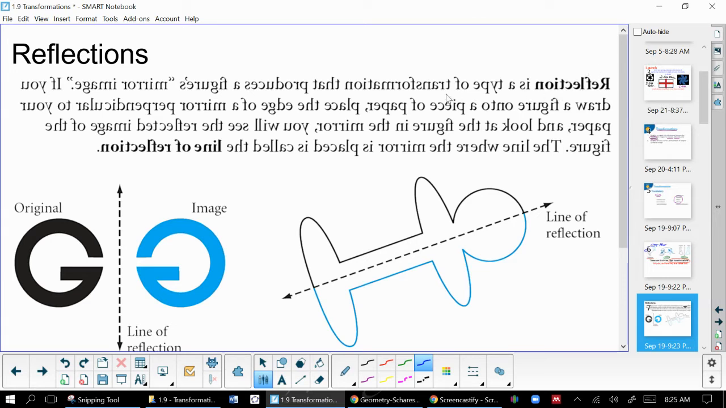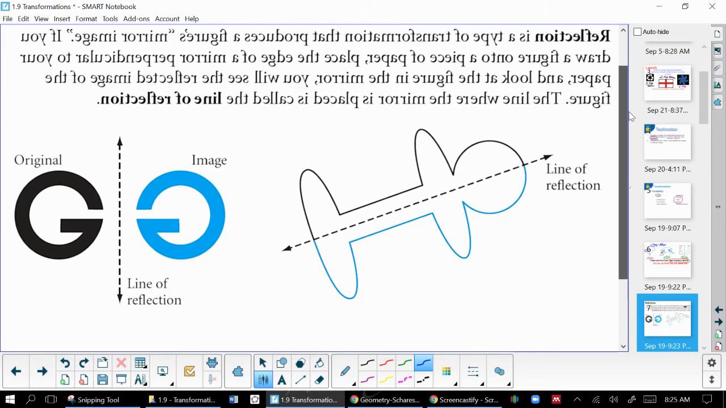So it says reflection is a type of transformation that produces a figure's mirror image. If you draw a figure onto a piece of paper, place the edge of a mirror perpendicular to your paper, and look at the figure in the mirror, you will see a reflected image of the figure. The line where the mirror is placed is called the line of reflection. So if you can imagine doing that, that's one example of where you've seen a reflection before.